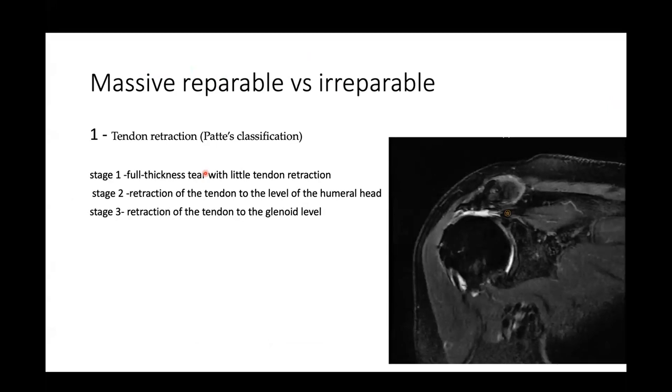So the first parameter is the tendon retraction that is defined by Patte's classification, wherein there is a full thickness tear of the tendon. In type 1, there will be very little retraction. In type 2, it will be up to the humeral head. And in type 3, you can see the tendon has retracted as shown in this picture. The star shown here, the tendon has retracted till the level of the glenoid. So if there is Patte's stage 3, there is severe tendon retraction, which is suggestive of a full thickness tear that may not be repairable.